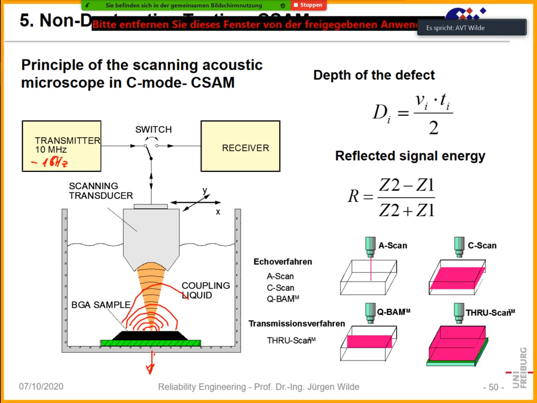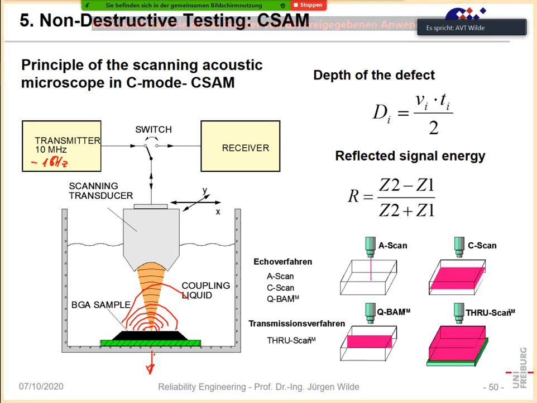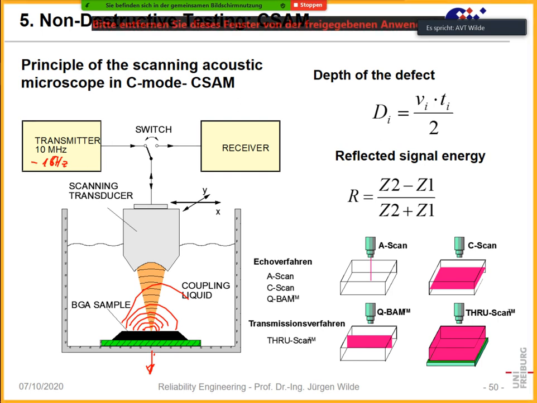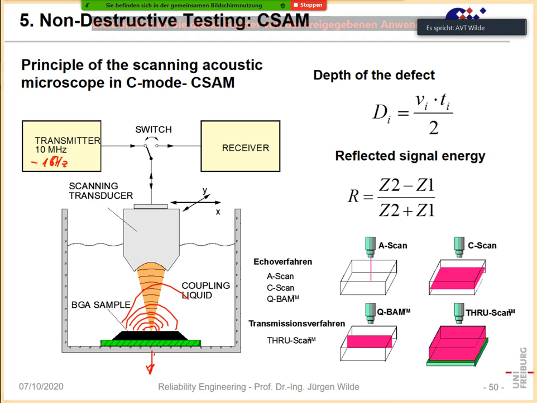You can have ultrasonic investigation in reflection, which is mostly done, or in transmission. But what is important, you have a reflected signal energy, and that reflected portion depends on the acoustic impedance of the second material minus the acoustic impedance of the first material, where it comes from, divided by the acoustic impedance of both materials. In that way, you can say when, for instance, an ultrasound wave comes to a stiffer material and a material of higher density, it is reflected.